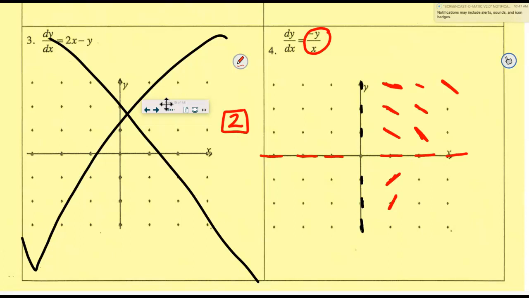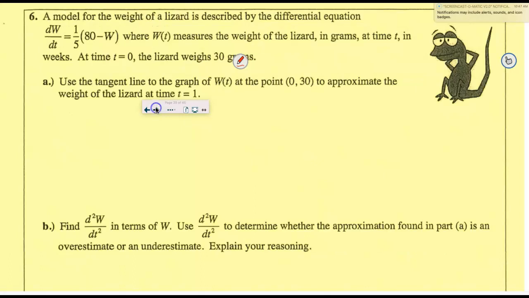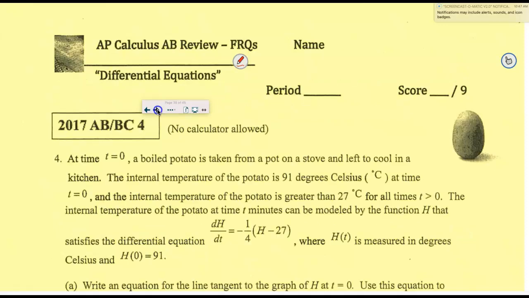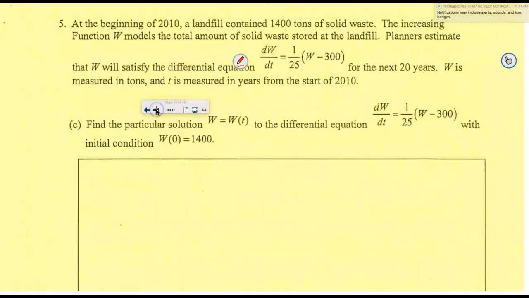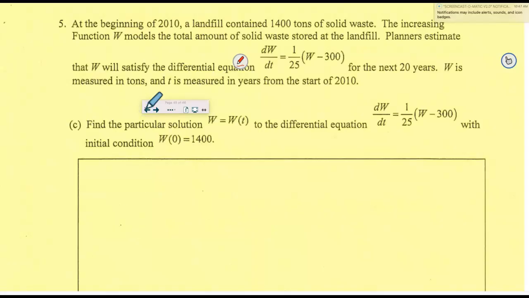All right, next thing I'm going to have you do is flip your work packet over, and I have the actual 2010 on the back. So you can see how they do it. On the very back is a 2010 actual FRQ that deals with this chapter. Go ahead and look at number 5.